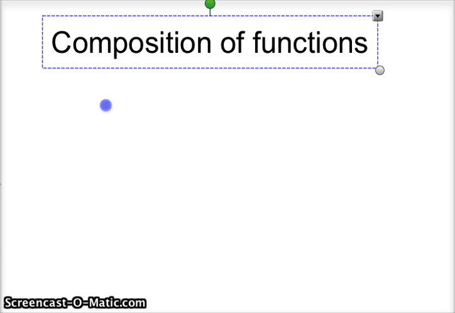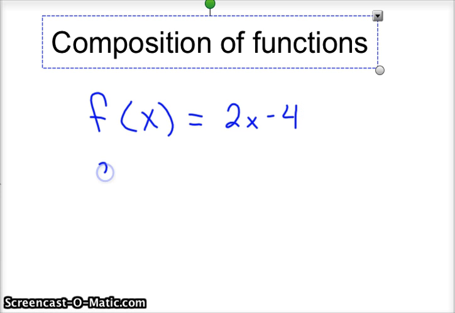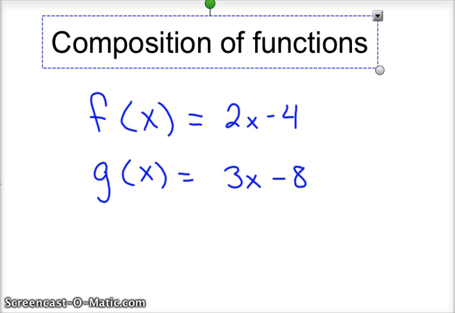So let's say we had two functions. f at x equals, we'll come up with something fairly easy, 2x minus 4. And let's say we had another function, g at x equals 3x minus 8. Just whatever. And composition of functions works this way.